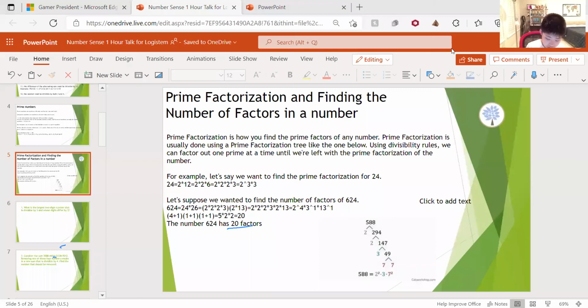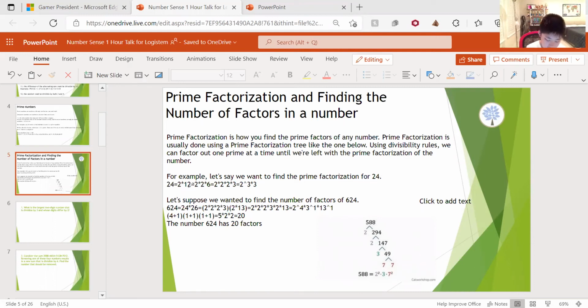So on this slide, we're going to talk about prime factorization and finding the number of factors in a number. Prime factorization is how you find the prime factors of any number. It is usually done using a prime factorization tree like the one below. Using divisibility rules, we can factor out one prime at a time until we're left with the prime factorization of the number.